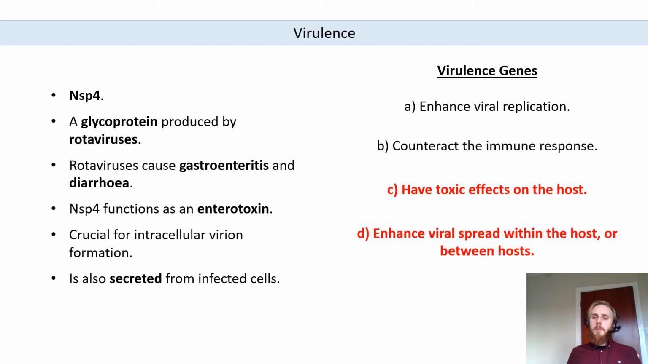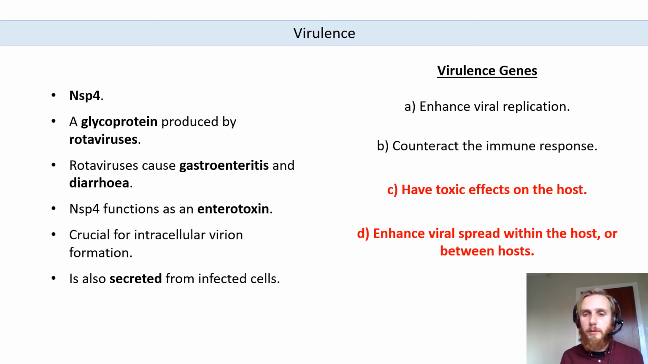We have another example here. We have NSP4. So NSP4 is a protein produced by rotaviruses. And I think we've briefly talked about rotaviruses before. They're essentially causing gastroenteritis and diarrhea. So they're infecting the gastrointestinal tract and causing gastrointestinal symptoms, essentially.